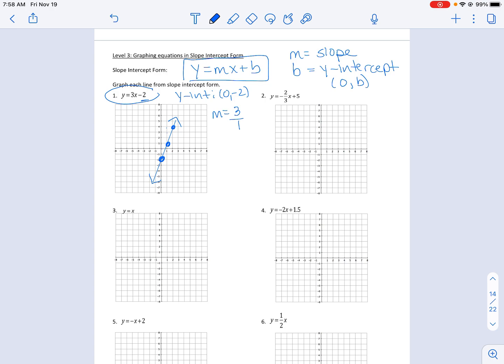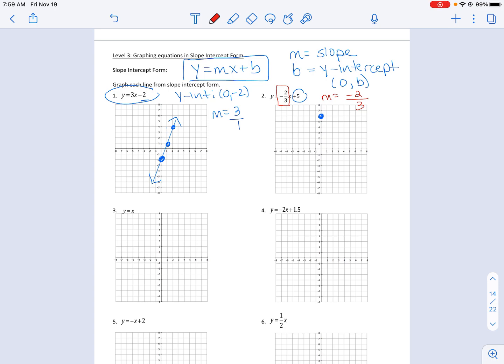So the next one, my y-intercept is going to be (0, 5). It's this number right here. So there's my y-intercept, and then my slope is the 2/3, or actually -2/3, which is the number in front of the x. Now, even though the negative is just in the middle, I usually like to think of it like this. So I'm going to start with the -2.